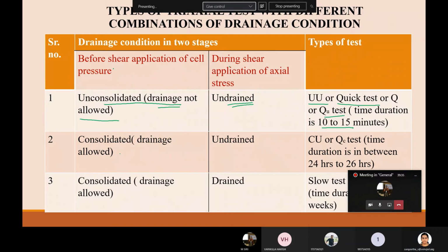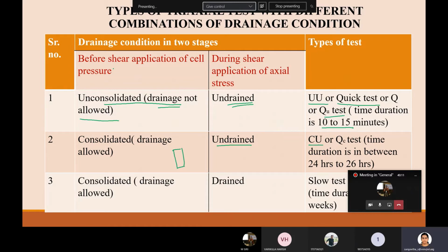And what is the next type of test? So the next type of test is consolidated undrained test. So after application of cell pressure, drainage is allowed. So when the drainage is allowed, water will get expelled out of the sample. So consolidation happens. So to such a consolidated sample, during testing, drainage is not allowed. So axial stress apply చేసేటప్పుడు drainage allow చేయరు. అప్పుడు valve close చేసేస్తారు. So that simulates consolidated undrained condition.